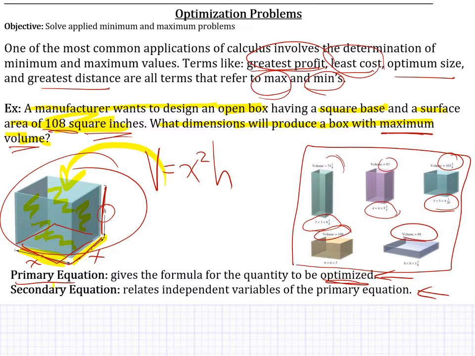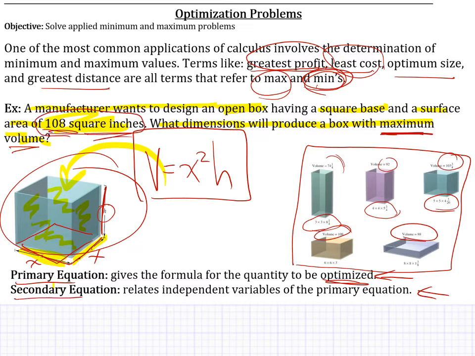So our goal here is to say, well, if this is what we're trying to optimize, can we reduce the number of variables in this equation so that it's easier to find the critical numbers and therefore easier to find the maximum or minimum, depending on what we're looking for? Well, that's where the 108 square inches comes into play.